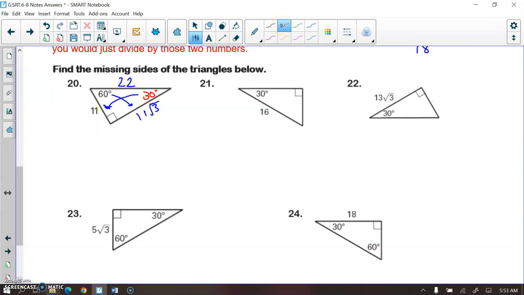All right. In number 21, I also have a 30, 60, 90. Actually, all of these are 30, 60, 90s, so I'm just going to fill in all the angles. Okay. For number 21, we have the hypotenuse. We should always go to the side across from my 30-degree angle first. To get from the hypotenuse to the side across from the 30-degree angle, I would divide by 2. 16 divided by 2 is 8. Now to get from the side across from my 30-degree angle to the side across from my 60-degree angle, I multiply by root 3.